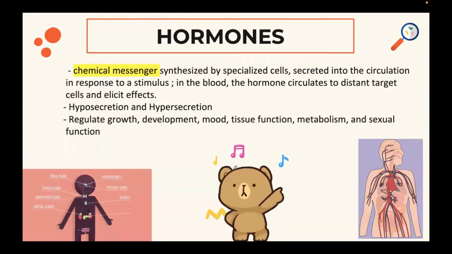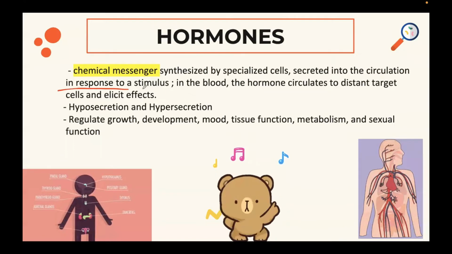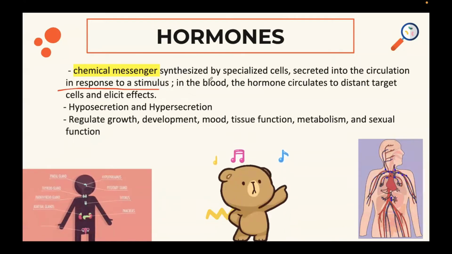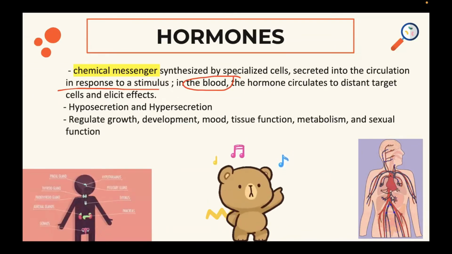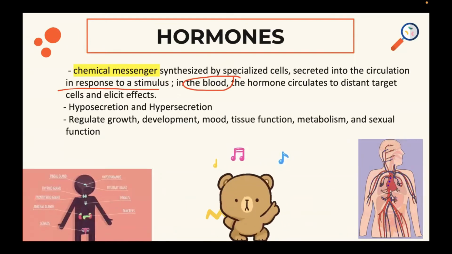This is your hormones. Hormones are chemical messengers synthesized by specialized cells and secreted into the circulation in response to a stimulus. Where are our hormones secreted? Mainly in the bloodstream. Okay? The hormone circulates to distant target cells and elicits effects. Your hormones are released only because of a stimulus. Okay? They are triggered by a stimulus.